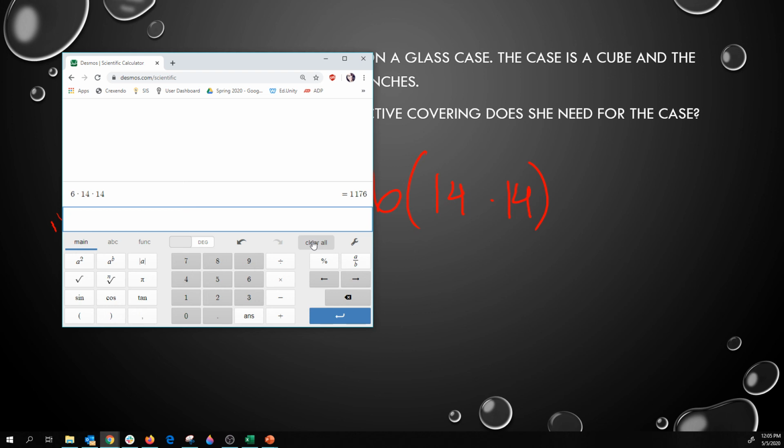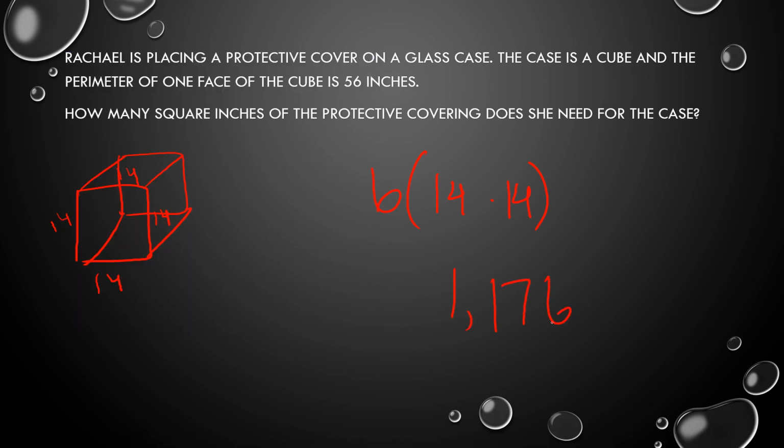And when we multiply it, we get 1,176 inches squared. So she would need 1,176 square inches to cover her cube.